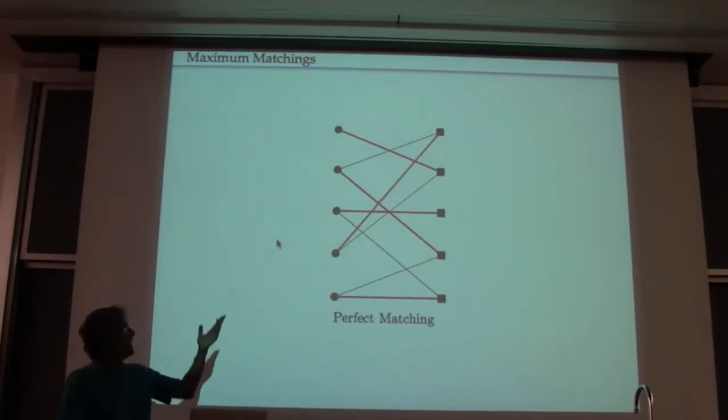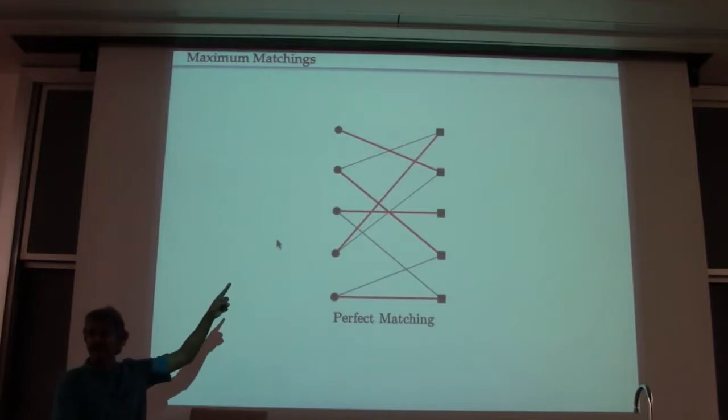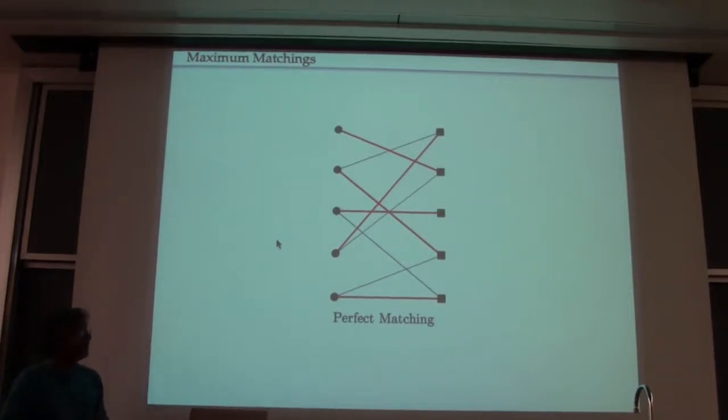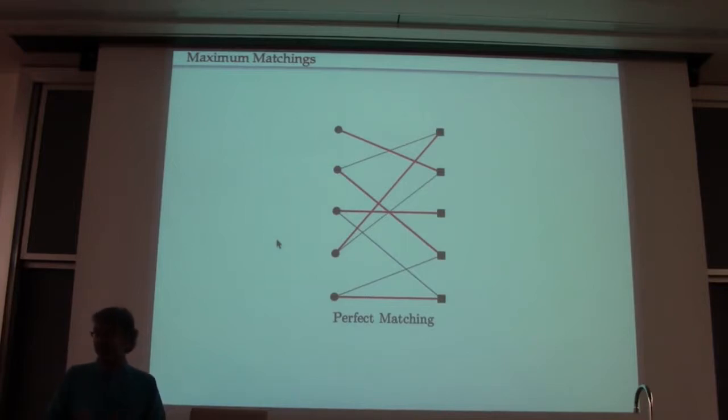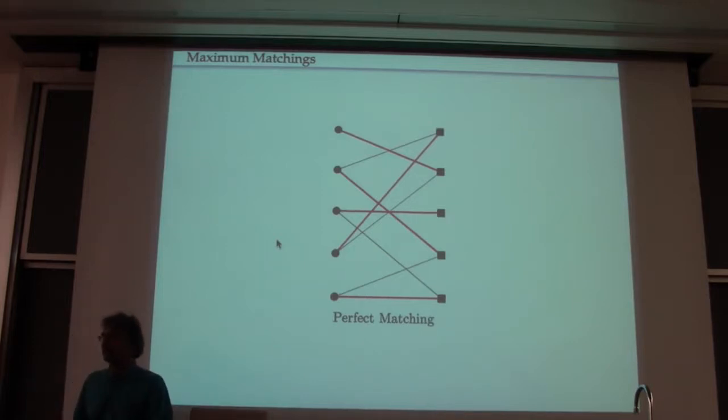So this set of red edges is a pairing because every node on the left has exactly one pair on the right and vice versa. So formally, a matching is a subset of edges in a graph so that no two edges have anything in common. And a particular example of a matching, this one is called a perfect matching. It's called perfect because every node on the right is matched to something on the left and vice versa.